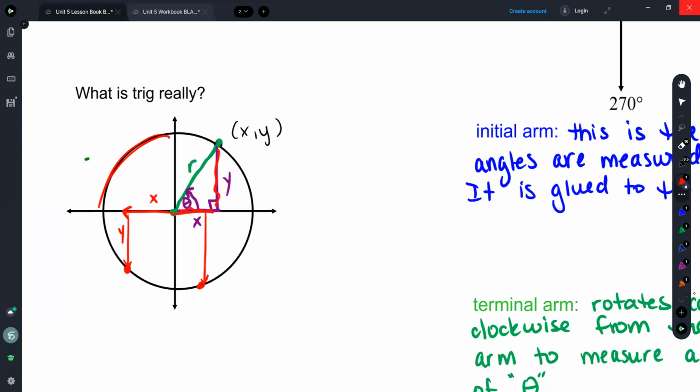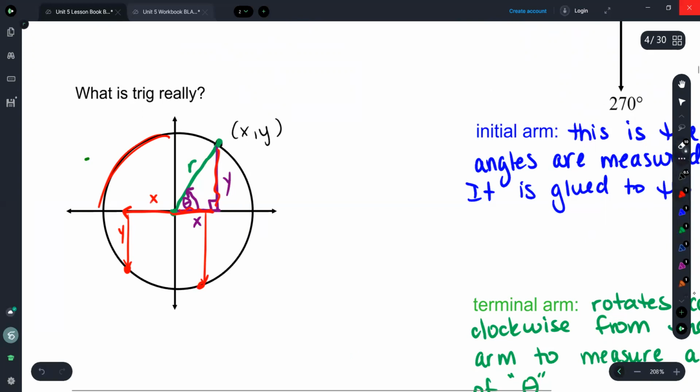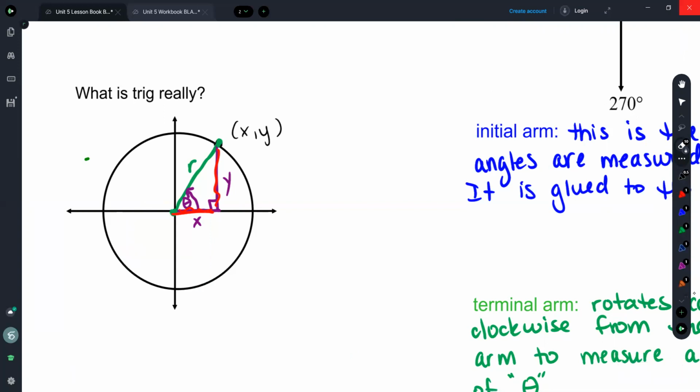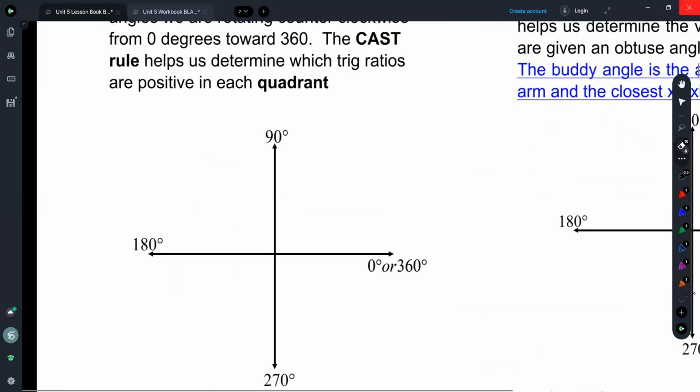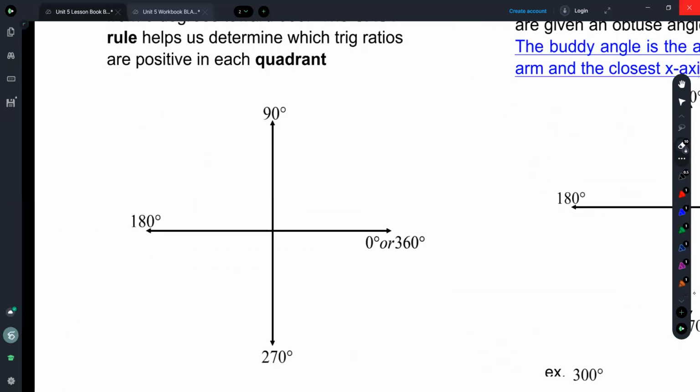So I know Y would be negative. The way the ratios get set up for all the different trig ratios, when I have angles over 90 degrees, it's going to cause certain things to be positive and certain things to be negative because of the X and Y coordinates in those locations. So the CAST rule is going to help us remember which are positive in which quadrants.